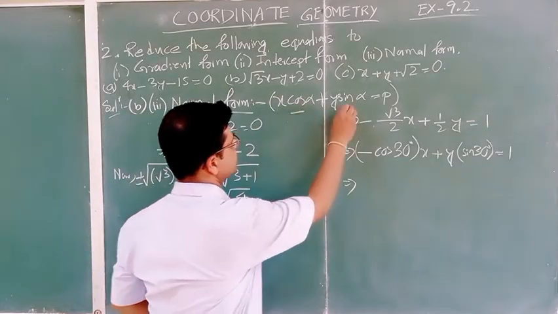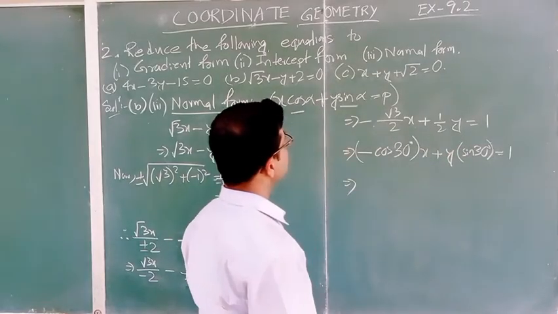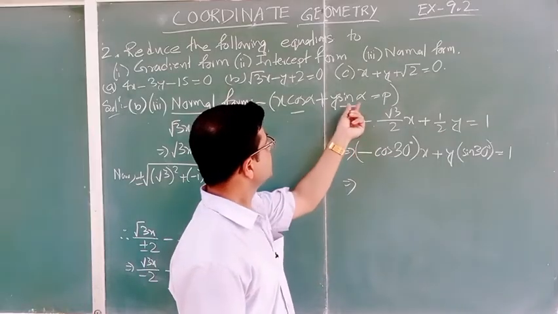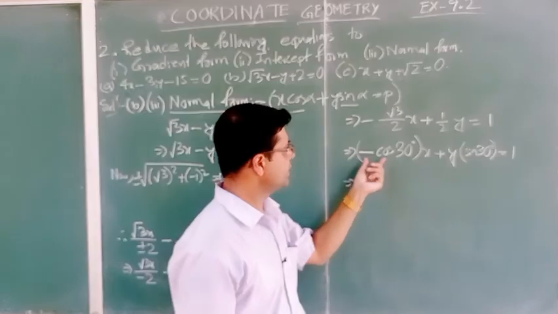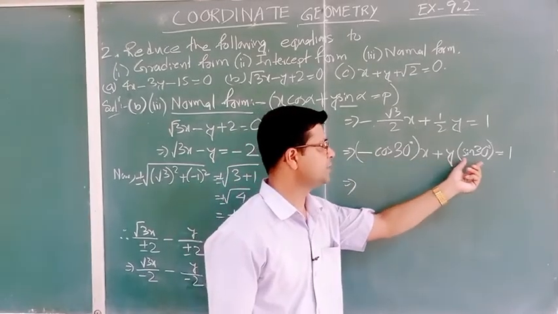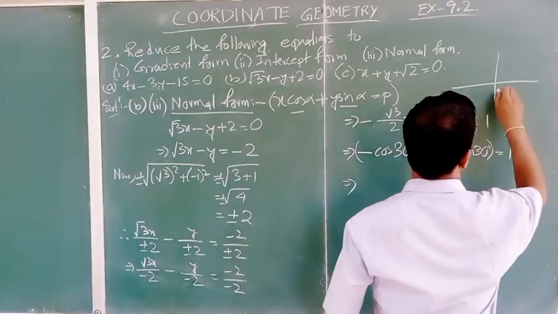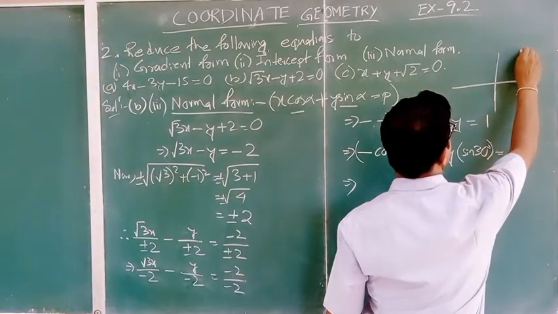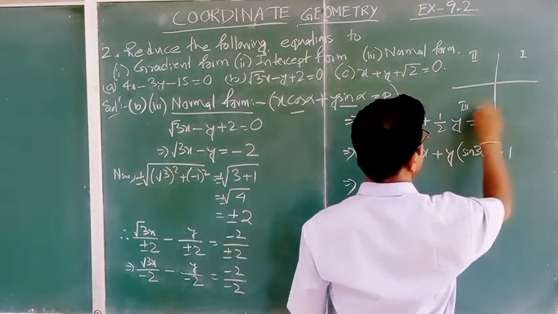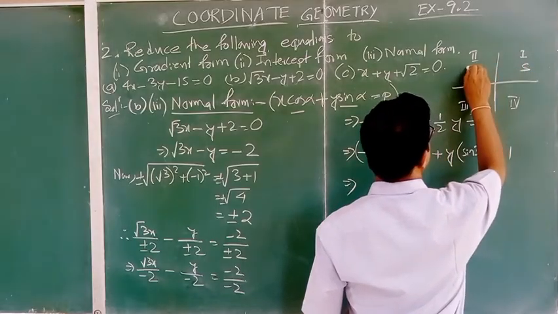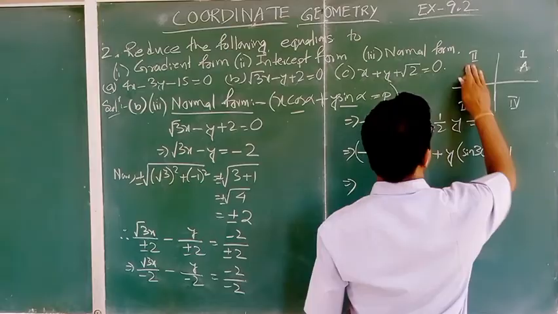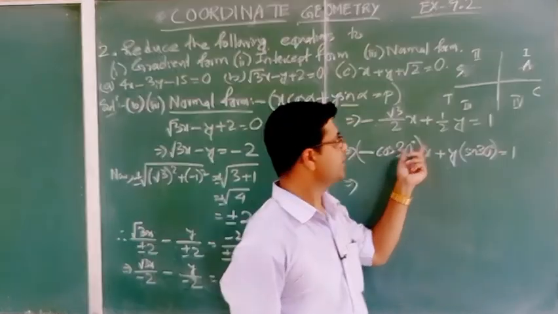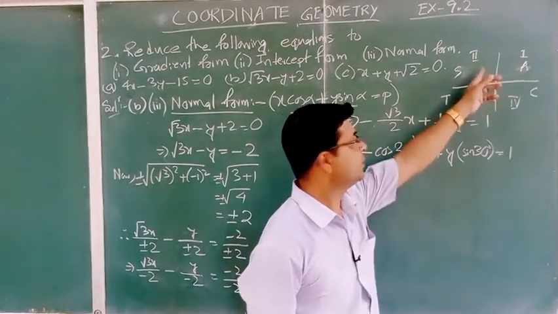This cos alpha must be positive, sin alpha is already positive. Now we have to choose a common value of alpha for which this term and this term both are positive. Here you can observe that cos alpha is negative but sin alpha is positive. In which quadrant is sin positive but cos negative? Quadrant 1, 2, 3, 4. Here sin is positive: all, sin, tan, cos. So in which quadrant is cos negative, this ratio negative and this ratio positive? Obviously in the second quadrant.